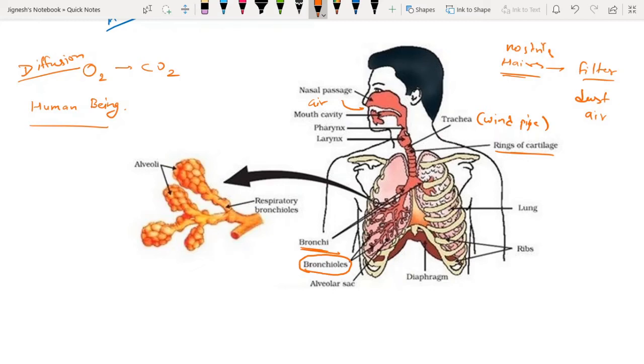Now within the lungs, as I said, the trachea is divided into two parts called bronchi. This is the main branch, that is called the bronchi.